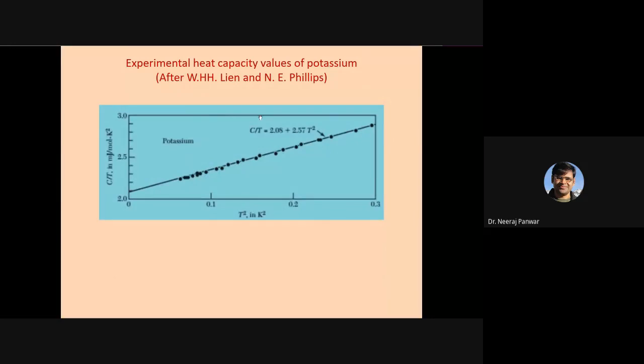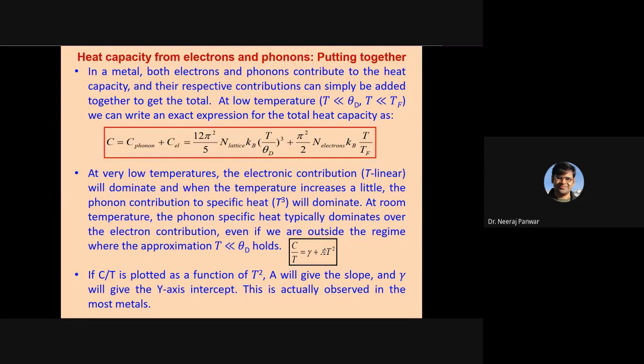For example, we are showing here the example for electronic specific heat for potassium, and you see the graph between C by T versus T square varies linearly. The intercept on the y-axis is going to give the value of the Sommerfeld constant, and its slope is going to give the value of this A. And what is A? We can see from here.